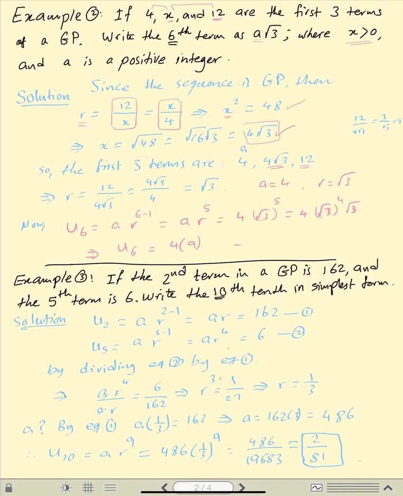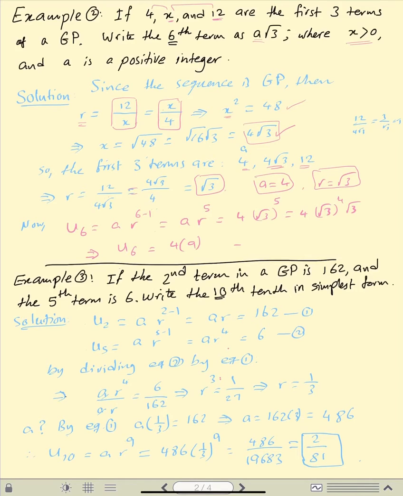So what's the value of r? 12 over 4√3 equals 4 over √3, or 4√3 divided by 4, it's √3. So r is √3, and a is given as 4 from the question.